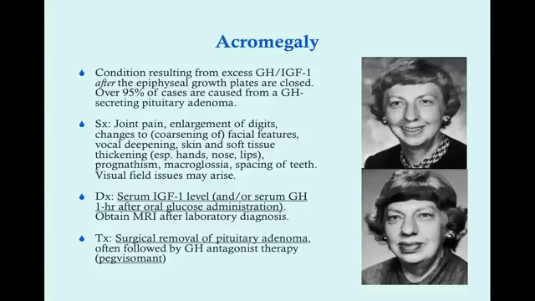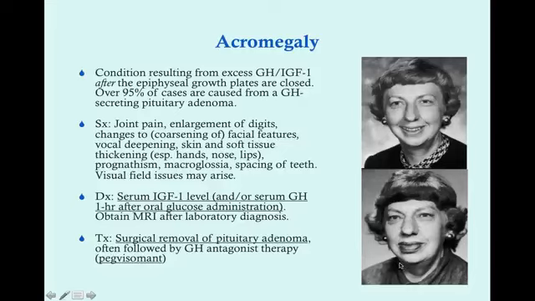Changes to the facial features, as you can see in this patient: the chin has become much more prominent. The nose has become much larger, particularly at the base of the nose. And you see a more prominent orbital rim here. And we'll look more at this in a little bit. You can get vocal deepening, and that's just due to changes to the cartilaginous structures of the trachea and the vocal cords.